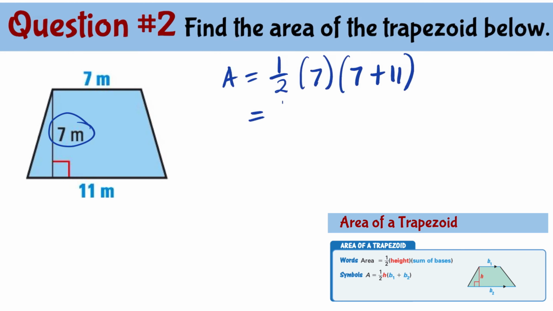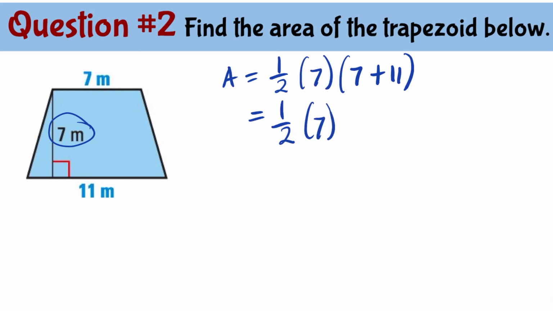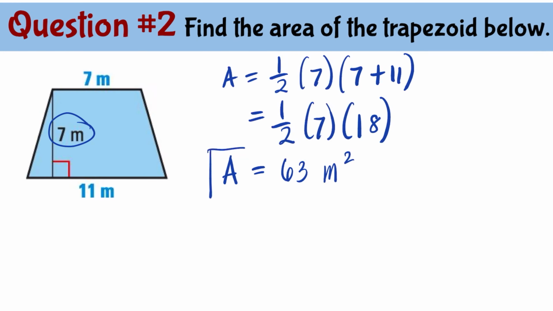So now we have 1/2 times 7 times 18. And again, so that you can easily simplify the expression, we can just do 1/2 times 18 is 9, and then we do 9 times 7. So the answer is 63. So the area is 63 meters square. Don't forget, the area is always in square meters.